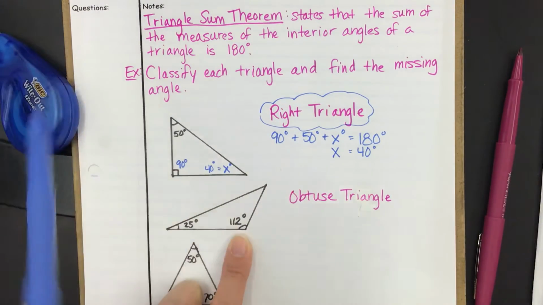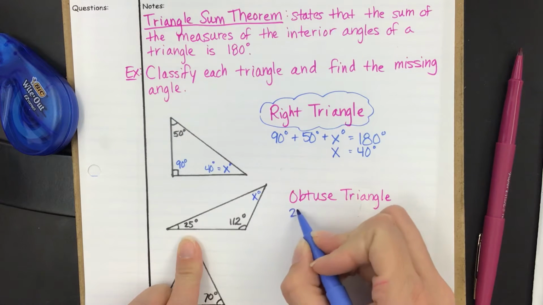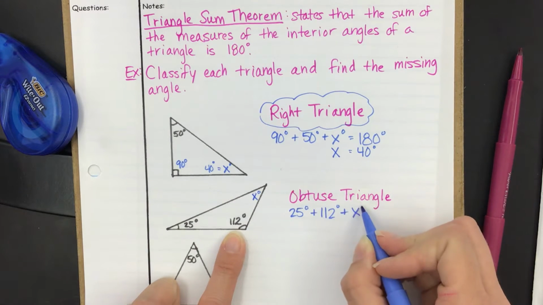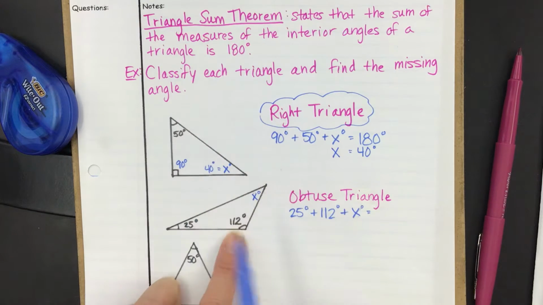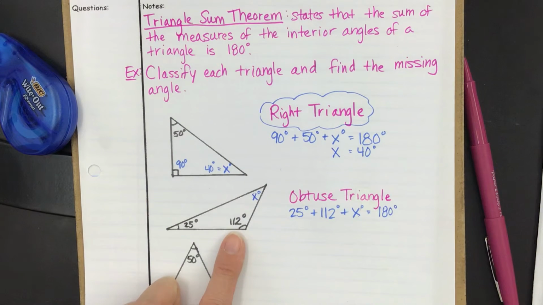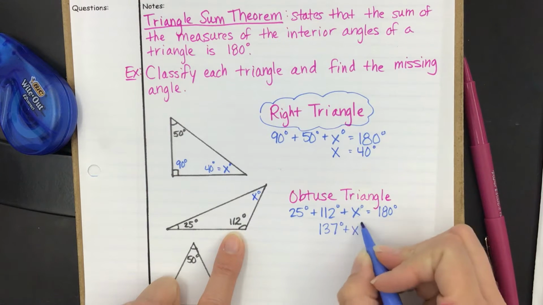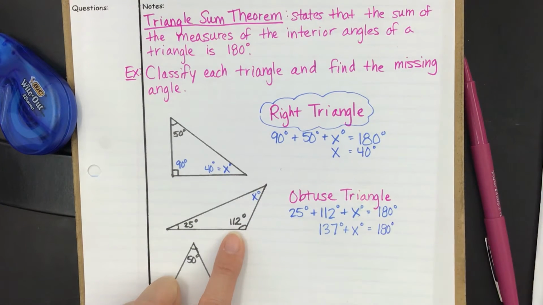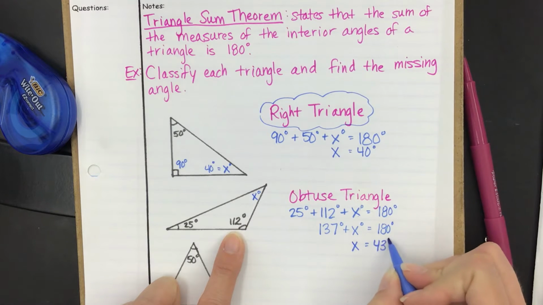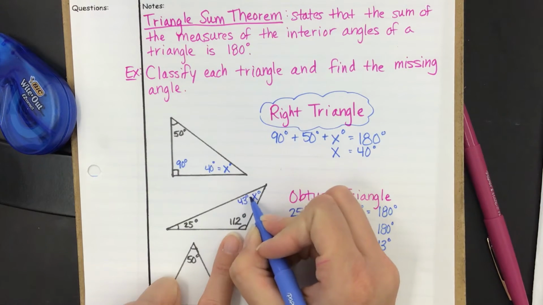Okay, so I'm going to go ahead and add up all of these angles here. We'll call this x again. So this is going to be 25 degrees, 112 degrees, and x degrees. And because of this triangle sum theorem, we know that the sum of all of these angles is 180. And we use that fact to find the measure of our angle. Okay, so this is going to be 137. I subtract 137 from both sides, and we get that x is equal to 43 degrees. So the measure of this missing angle here is 43 degrees.